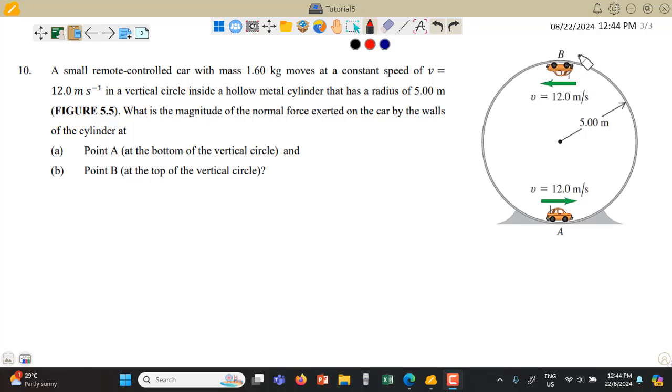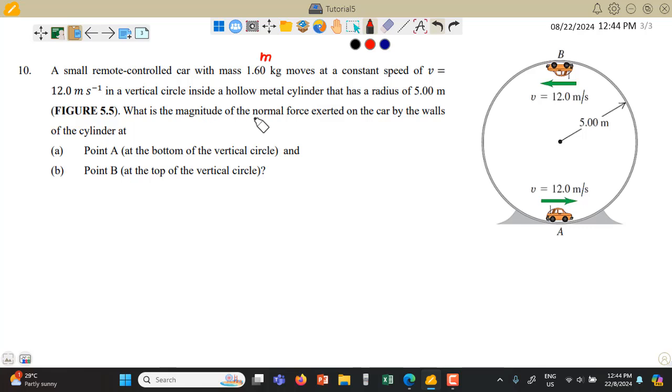So we have a small remote control car. The mass is 1.6 kg. It was moving at constant speed v, 12 meters per second, in a vertical circle inside a hollow metal cylinder that has a radius of 5 meters. So this remote car is going to perform circular motion whereby the radius of the circle will be 5 meters.